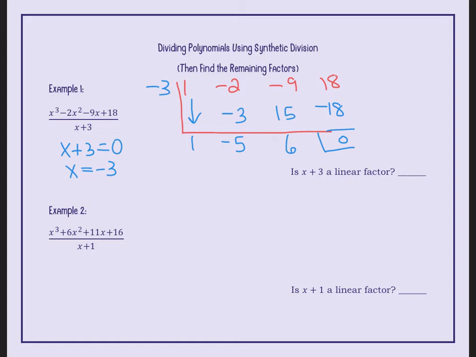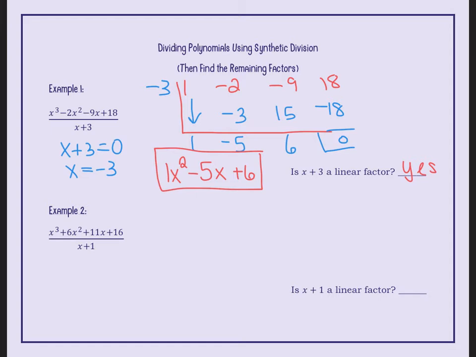So my quotient, my answer, these are the numbers that are going to be the coefficients of my answer, and I'm going to start 1 degree lower. So my answer is 1x squared minus 5x plus 6, and there is no remainder. If there is no remainder, then it is a linear factor.